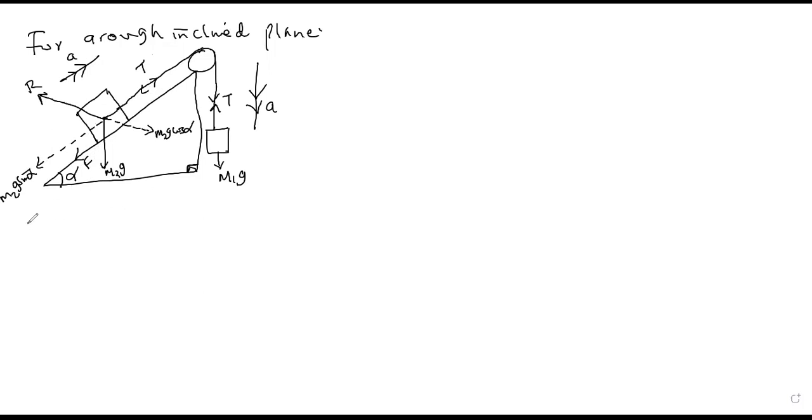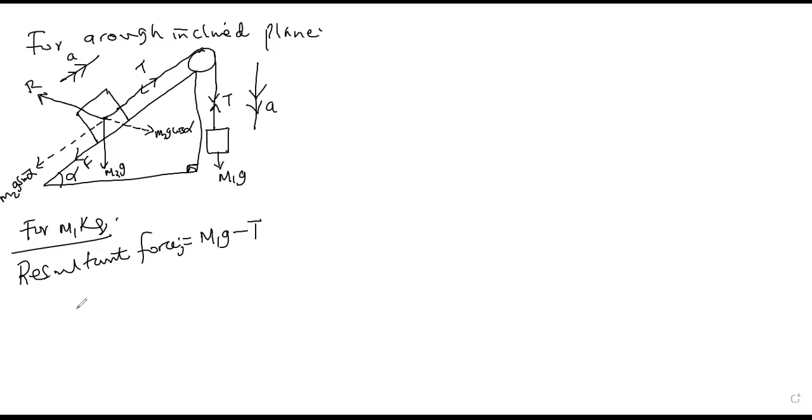So for the m1 kilogram mass, you can get the resultant force as m1g minus T, implying that the whole thing is m1g minus T is equal to m1a.